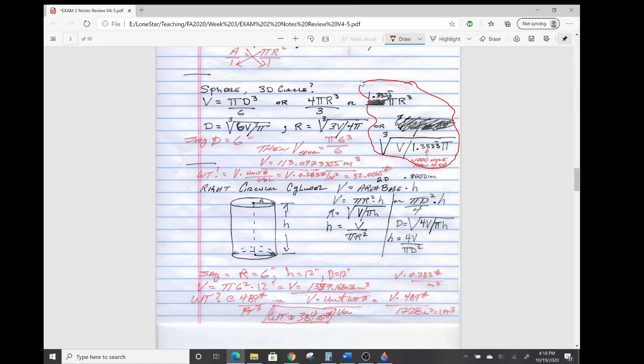Okay? So let's say the diameter is 6 inches on a sphere, then the volume of the sphere is what? It's pi times 6 raised to the 3rd power. Pi times 6 times 6 times 6 divided by 6. The volume is 113.097 inches cubed.